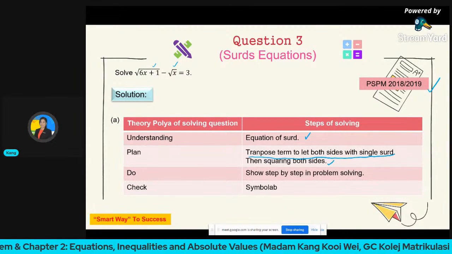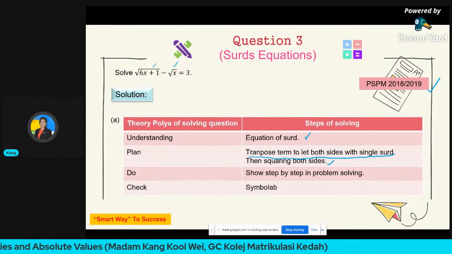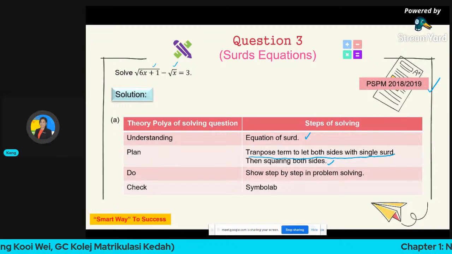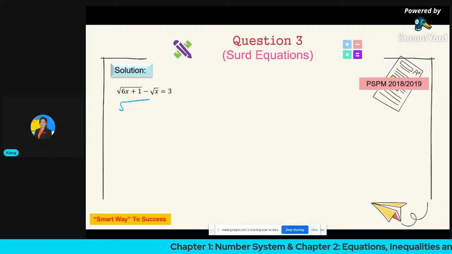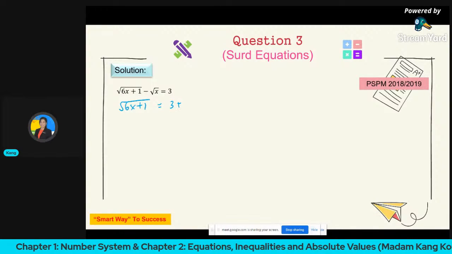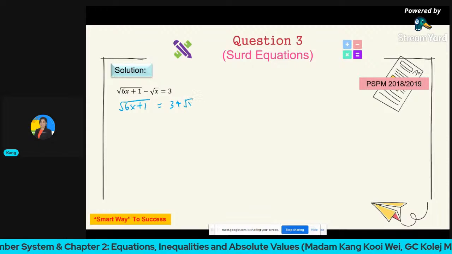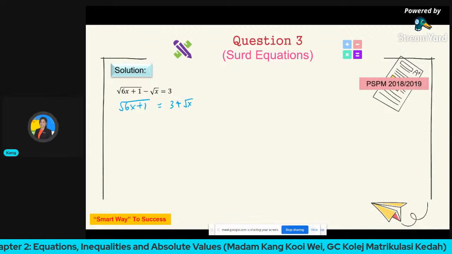Then we squaring the both side. We need to squaring the both side in order to eliminate the surd. Then we show the step by step in problem solving. Use the symbolic to check our answer. Okay, so our planning just now, we need to transpose. Okay, surd 6x plus 1 equals to 3 plus surd x. We transpose the negative surd x to the right hand side.